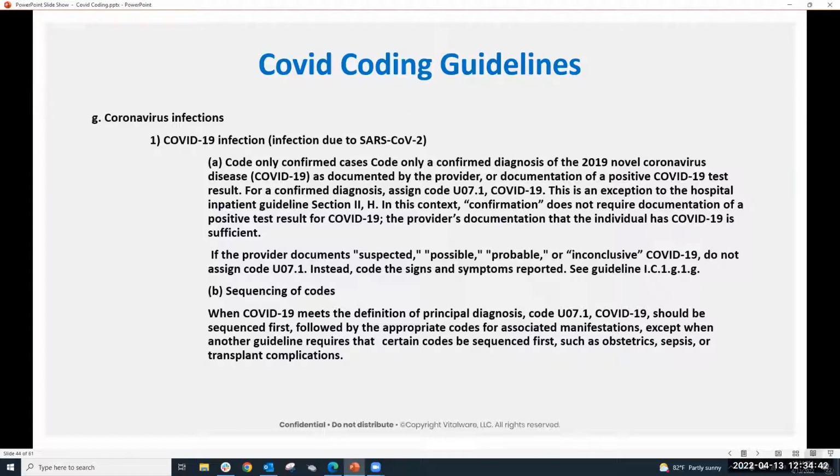And then secondly, the COVID code, if it meets the definition of the principal diagnosis, the code is U07.1. It should be sequenced first, and then the following codes should be the associated manifestations. And there is an exception to this if another guideline requires that certain codes be sequenced first. And that can happen with obstetrics, sepsis, or transplant complications. And I do address that in a later slide.